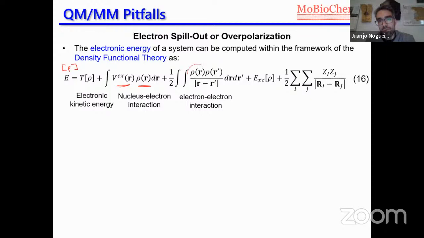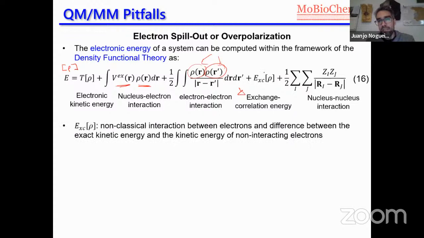Here we have the interaction between the electronic densities at different points of the space. Then we have what is called the exchange correlation energy. In a minute, we talk about this, don't worry. And we have also the nucleus-nucleus interaction, okay? So everything looks good. The only maybe weird term for some of you is this exchange correlation energy.